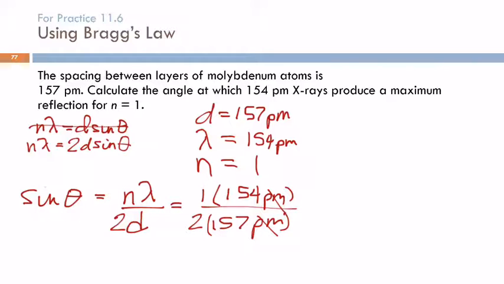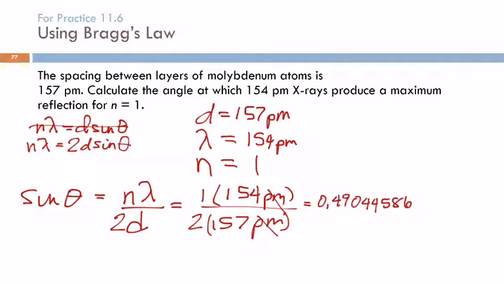I believe so. So I have 154 divided by 157, divided by 2. 0.49044586. Now, it might be tempting to round that to a half. Don't round stuff. It's better to carry extra digits. You can always cut them off later, but if you round in the middle, you sometimes end up with the wrong answer. So that equals sine of theta.